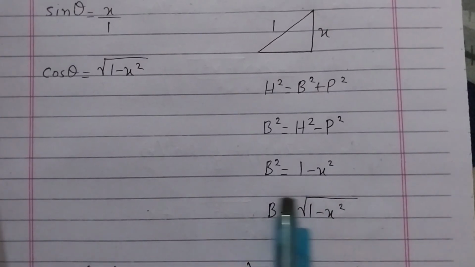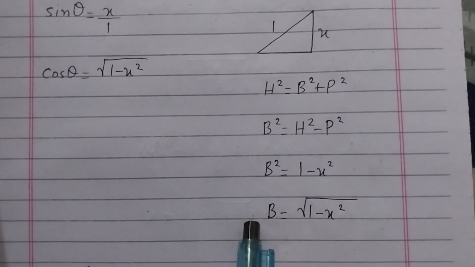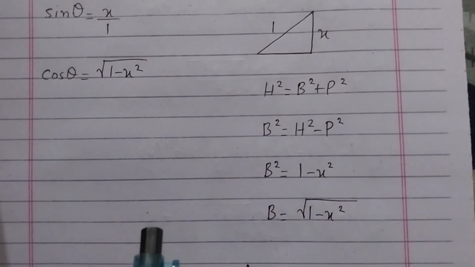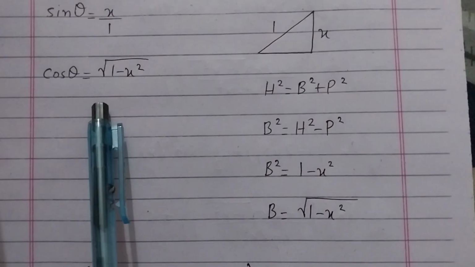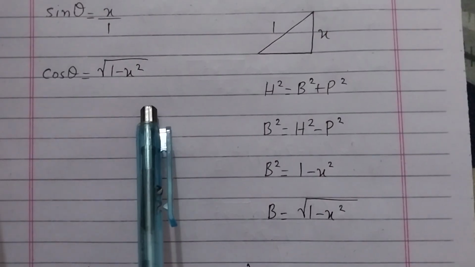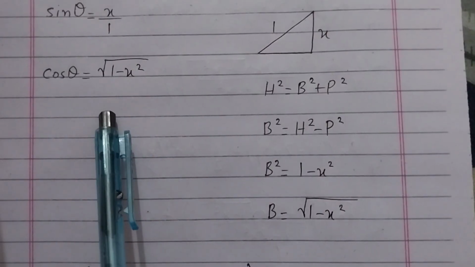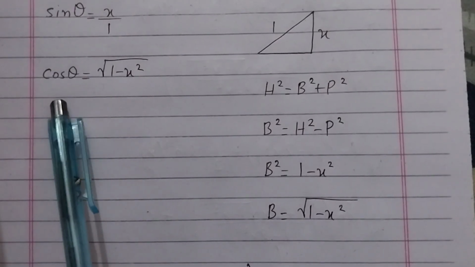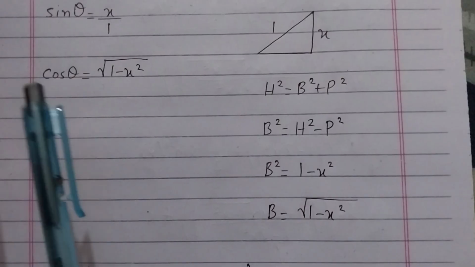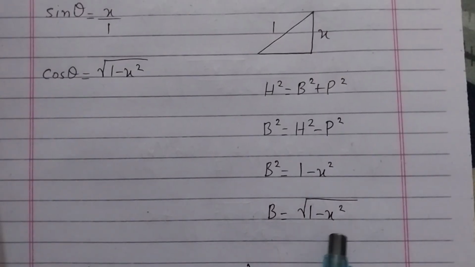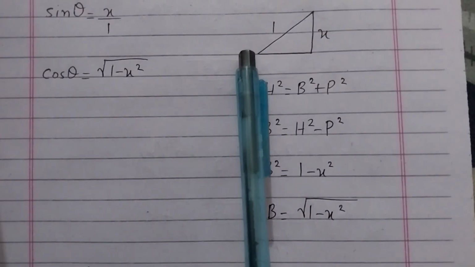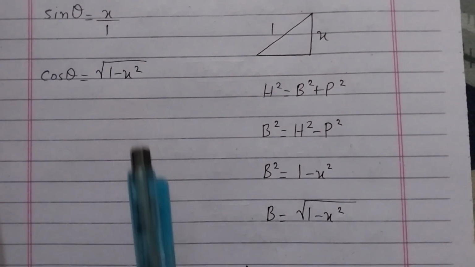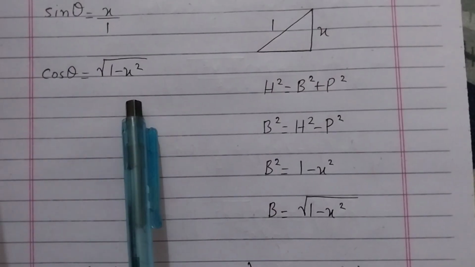And why did we need this side of the triangle? Because the expressions which we have in the final value of the integral need the evaluation of cos theta as well, and cos theta is base over hypotenuse, so we needed base. So base is this square root of 1 minus x squared, and hypotenuse is 1, so it doesn't matter whether we write it or not. So cos theta is simply square root of 1 minus x squared.